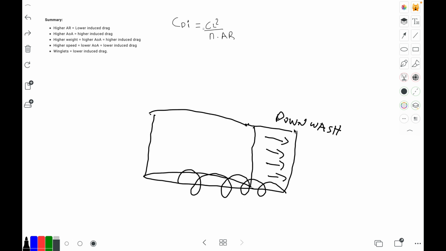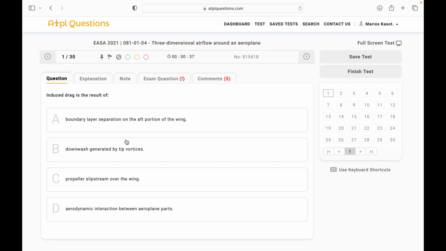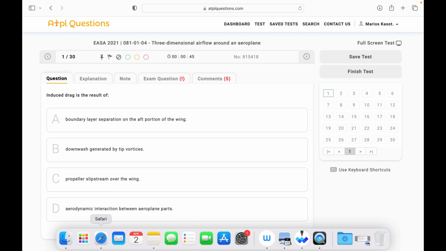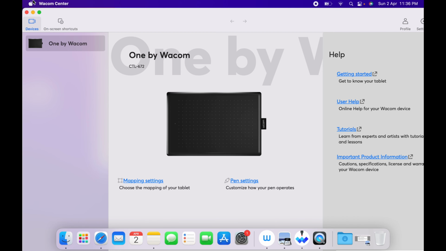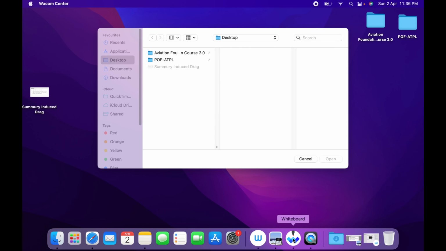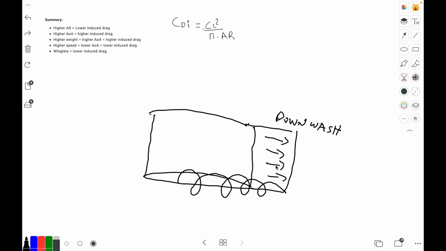So induced drag is created by the wingtip vortices. So the correct answer is downwash generated by the wingtip vortices. So wingtip vortices, in summary, create the downwash.